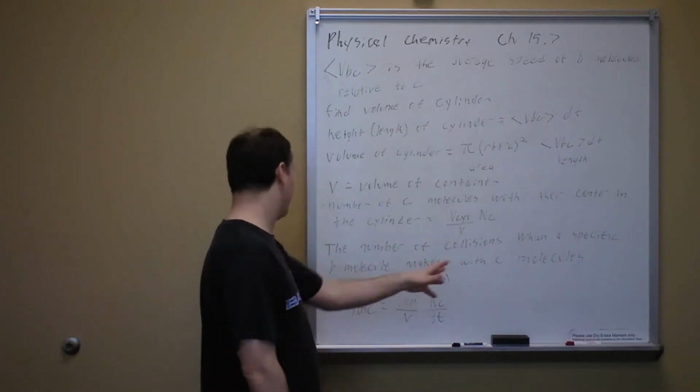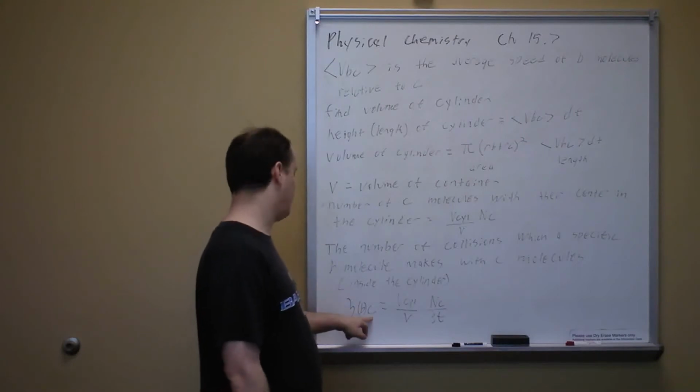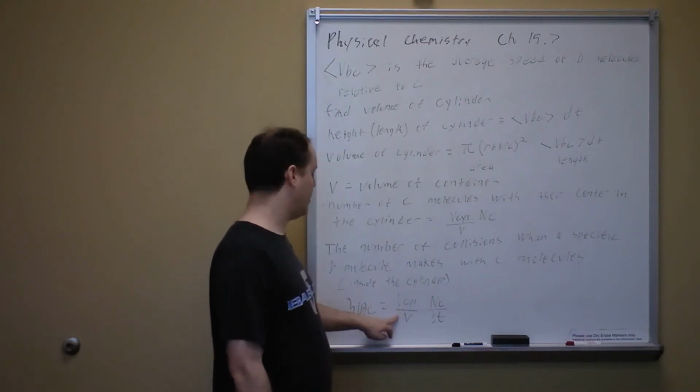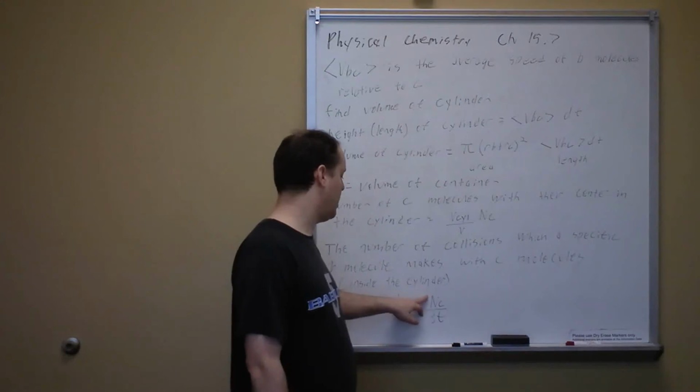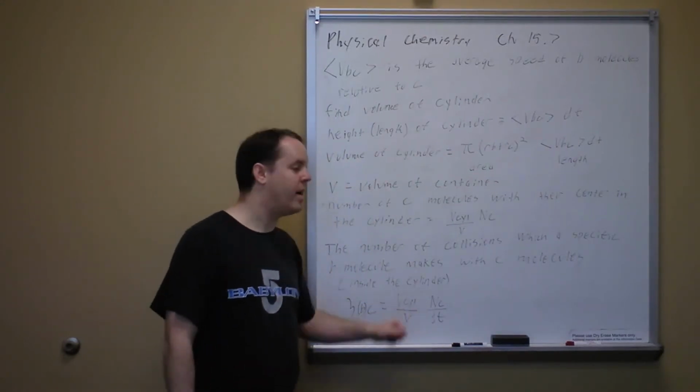So the number of collisions which a specific B molecule makes with C molecules, in other words, whatever C molecules are inside this cylinder of travel, is going to be, like I said, lowercase zB of C. It's the volume of the cylinder divided by the total volume of the container times the number of C molecules divided by the change in time, your time frame.